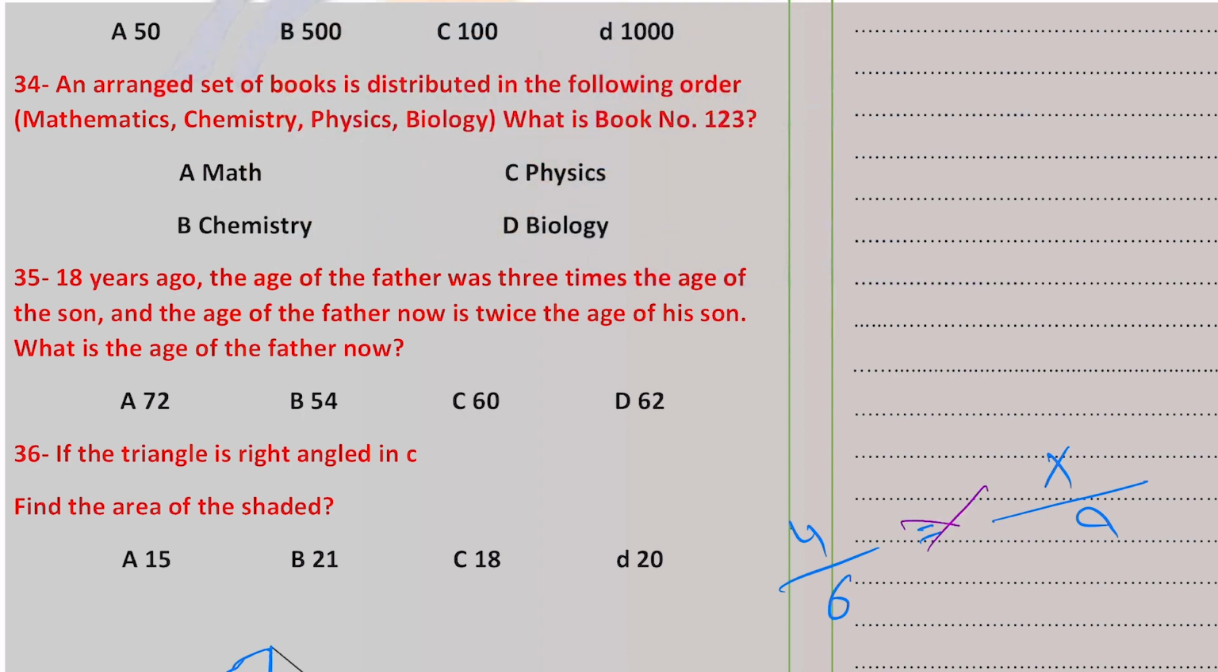Now we can use the cross multiplication. 4 multiplied by 9 divided by 6 will be 6. So this part will be 6. Now the area of a trapezoid is base 1 plus base 2 divided by 2 times the height. 6 plus 9 is 15. 15 over 2 times 2, cancel 2 and 2, it will be 15.